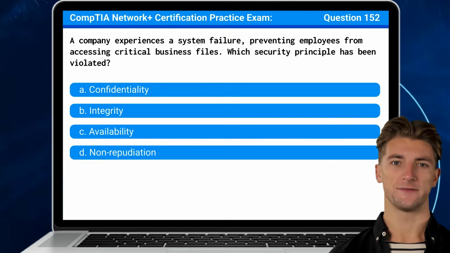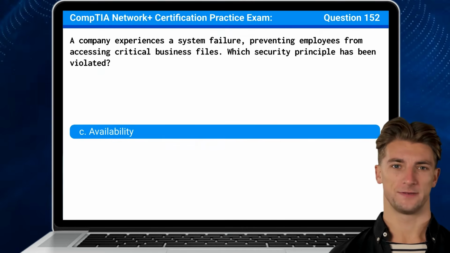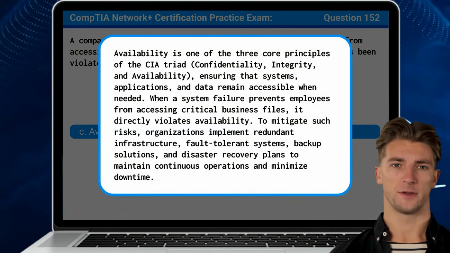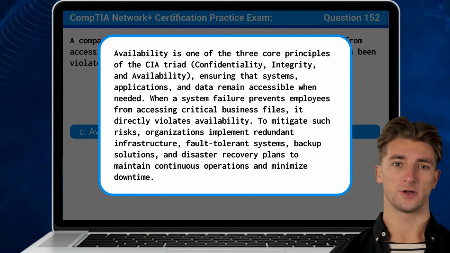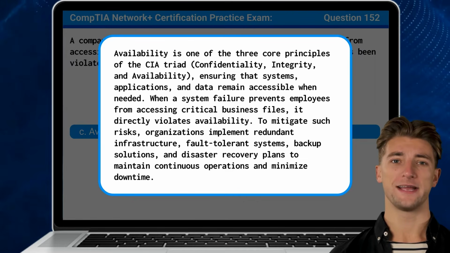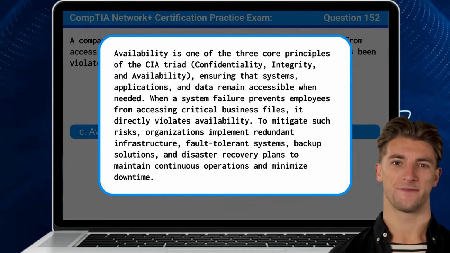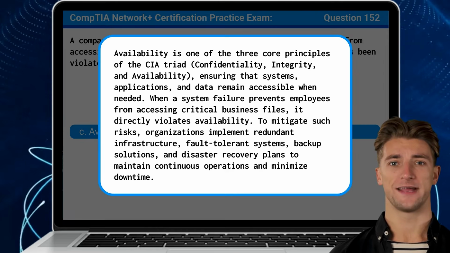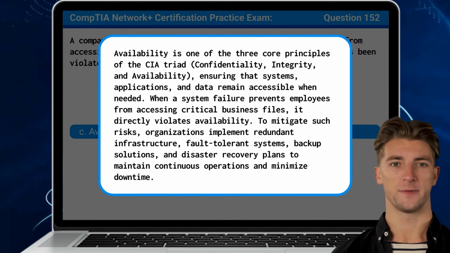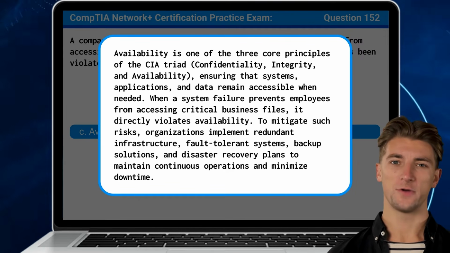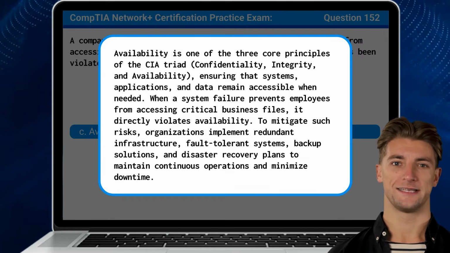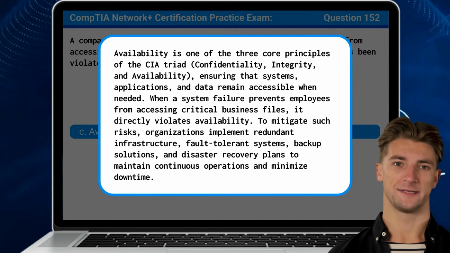The answer is C. Availability. Availability is one of the three core principles of the CompTIA triad, ensuring that systems, applications, and data remain accessible when needed. When a system failure prevents employees from accessing critical business files, it directly violates availability. To mitigate such risks, organizations implement redundant infrastructure, fault-tolerant systems, backup solutions, and disaster recovery plans to maintain continuous operations and minimize downtime.